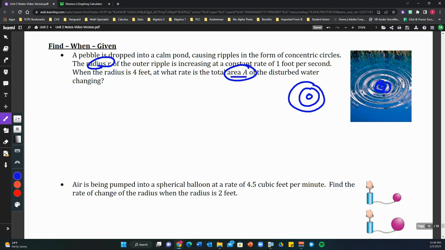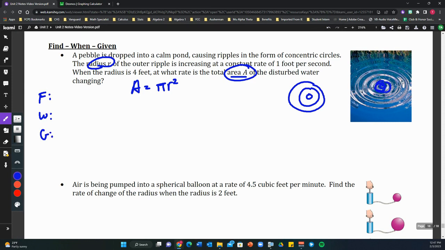And a lot of times it can be kind of obvious. So in this case, there is an area formula for circles. We know that A equals pi r squared. So that accounts for all of the different quantities that were given to us. So that is our starting equation. But now we want to set up our find, when, given information.